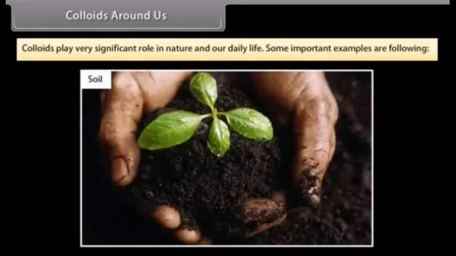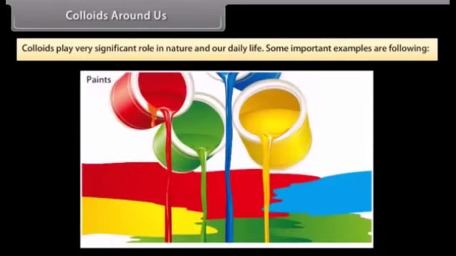Soils. Fertile soils are colloidal system, and on account of their colloidal nature, soils absorb moisture and nourishing materials for plants. Paints. All paints are colloidal dispersions of solid pigments in a liquid medium.